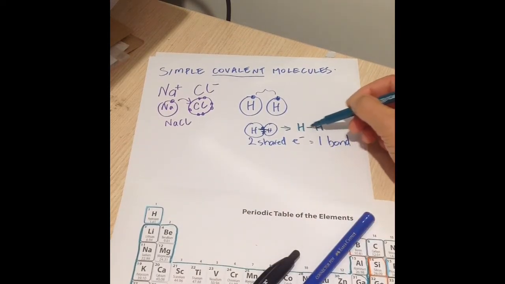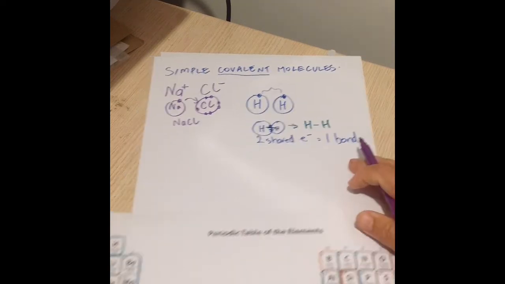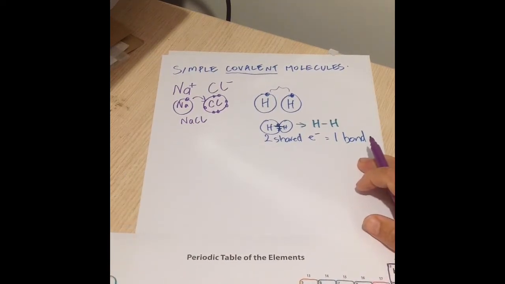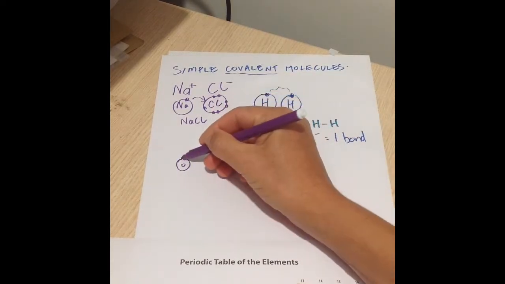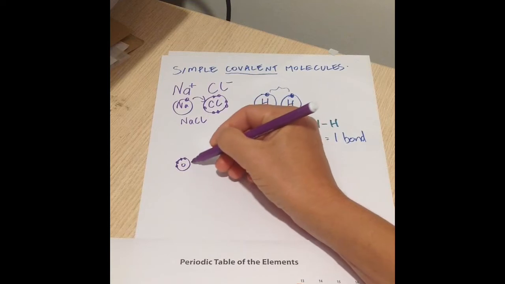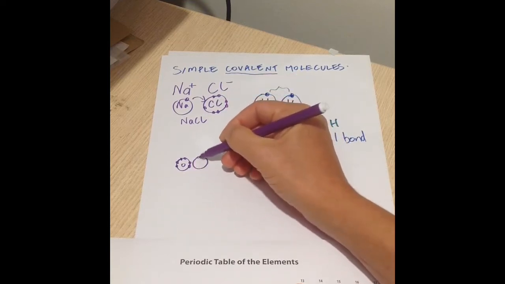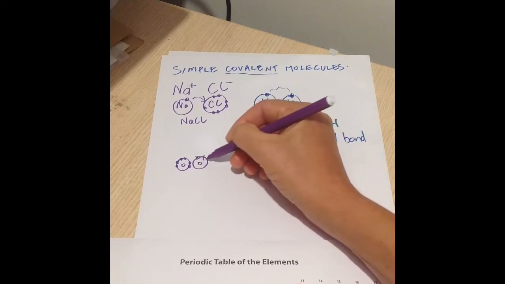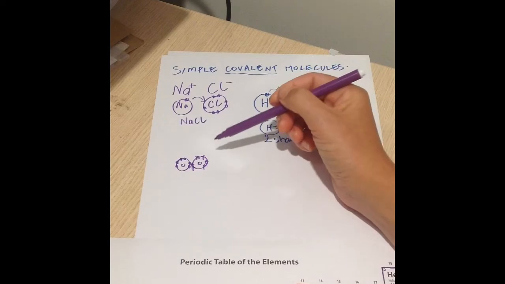So we know that here is the bond, and one bond represents 2 electrons. Okay, let's do something a little more tricky. Let's do oxygen. Oxygen's a little trickier because oxygen's got 6 outer electrons. So if we draw oxygen over here, 1, 2, 3, 4, 5, 6, and then we draw another oxygen over here, 1, 2, 3, 4, 5, 6.